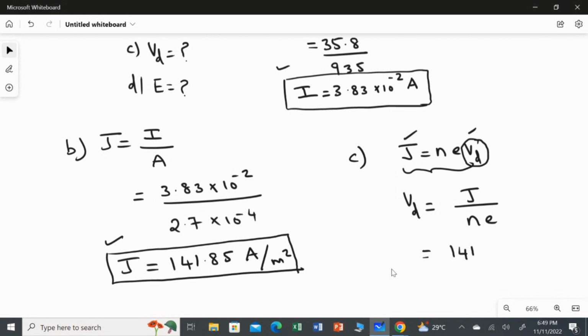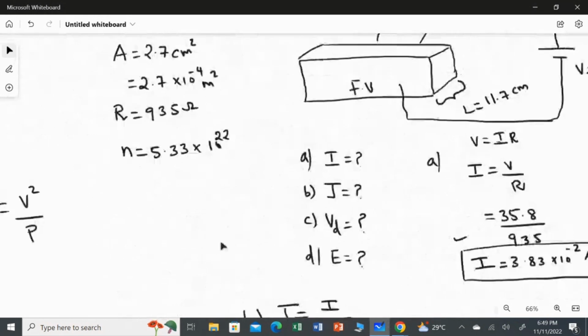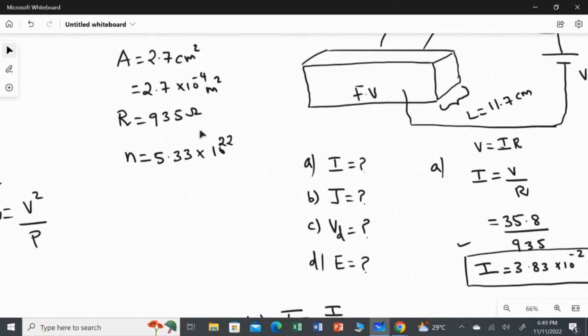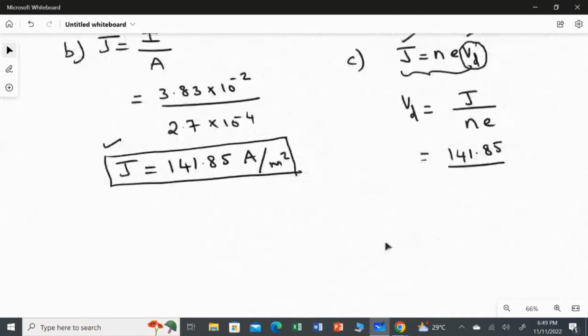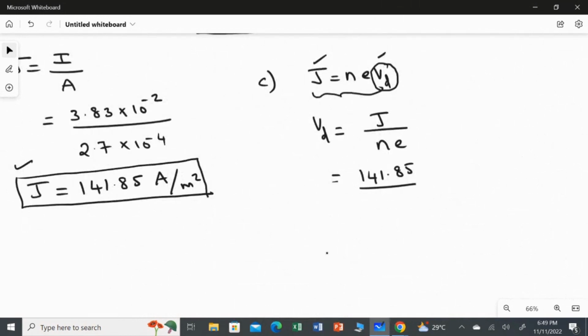So 141.85 over N value. What is N? N is nothing but the number of conduction electrons in this block. How many electrons do you have? 5.33 multiplied by 10 power 22. So the N value is 5.33 multiplied by 10 power 22, and the charge of the electron is a constant we already know, 1.6 multiplied by 10 power minus 19, right?